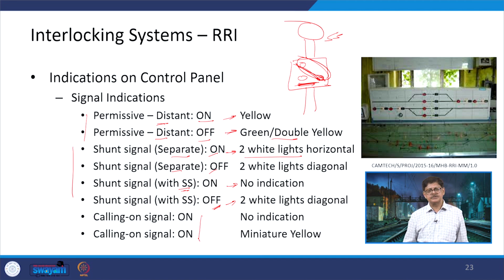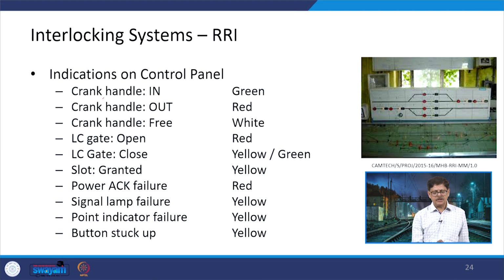Then calling on signals, again they can be on this particular post itself at the bottom of the stop signal with the C inscribed on the disc. When it is on, there is no indication, and another case which can be there is a miniature yellow, maybe one case. Crank handles, in the case of crank handles it is in, out or free condition defined by the green, red and white. For the level crossing, open and close, red or yellow green.